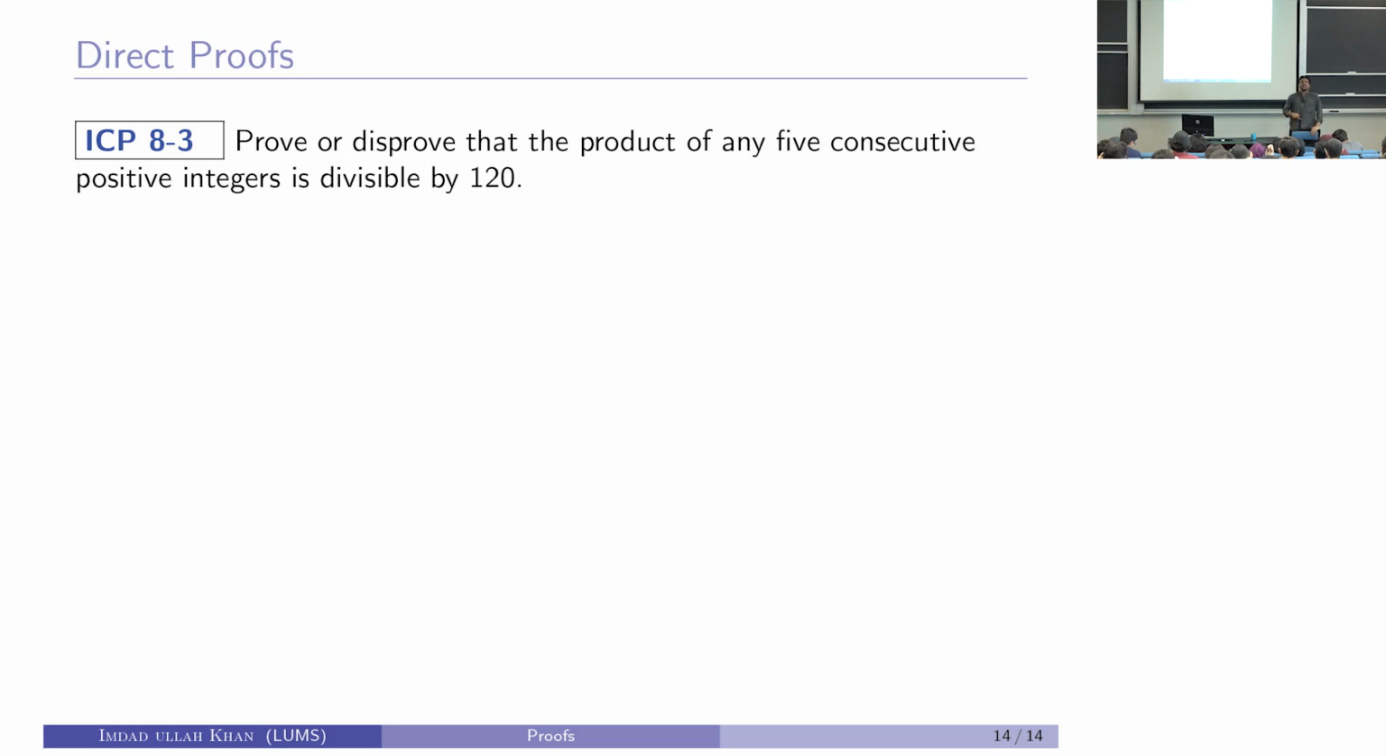No, 120 is not a given. We cannot begin with 120. That's what we want to prove. You cannot take that for granted. You have to start from 5 consecutive positive integers.